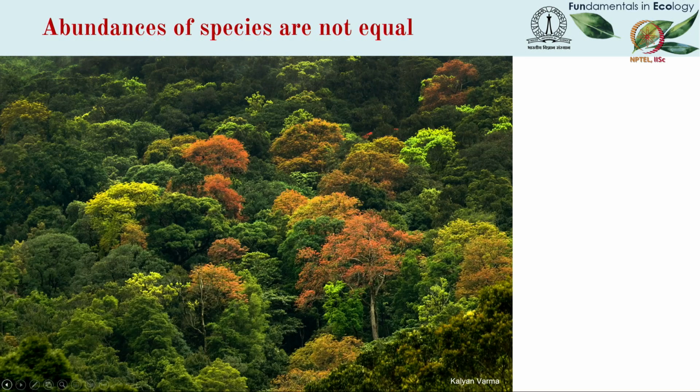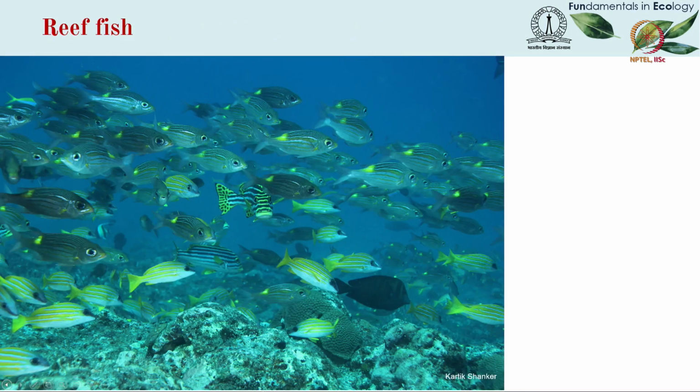So for example, if we were to look at this tropical forest in the Western Ghats, some species would be very common and other species would be rarer. This is true of almost any community that you would encounter, such as this group of marine fish that you see at a reef. In this picture itself, there's some snappers, there's some emperors, and there's one single sweet lips.